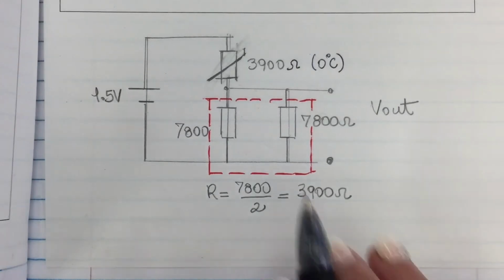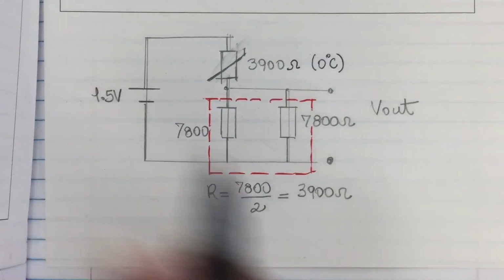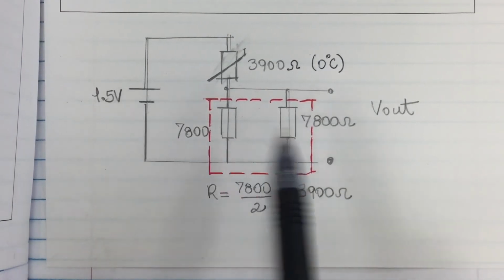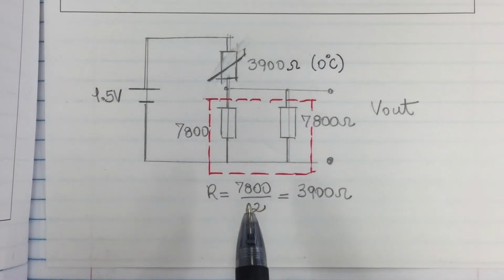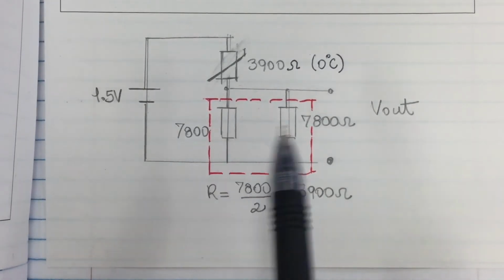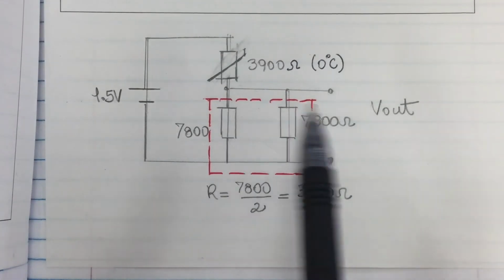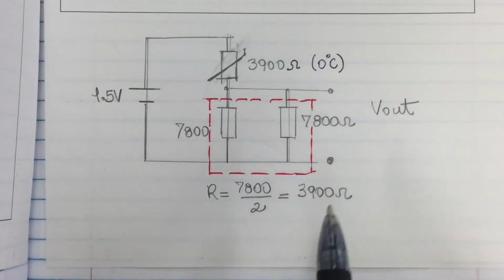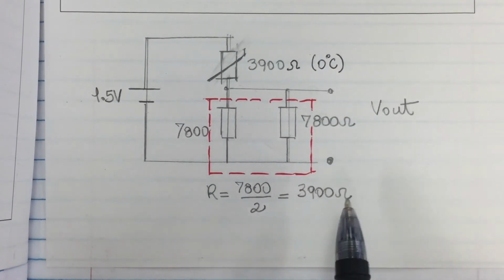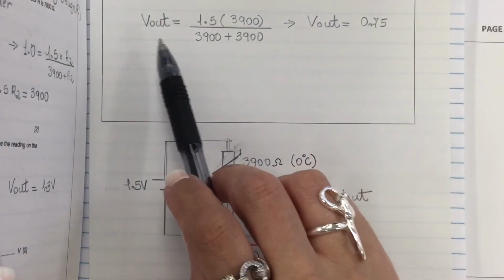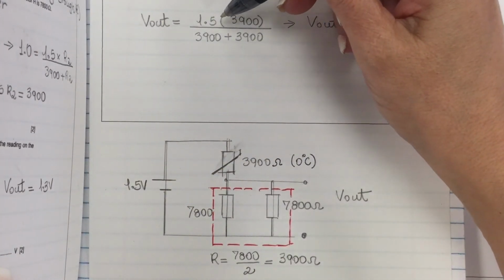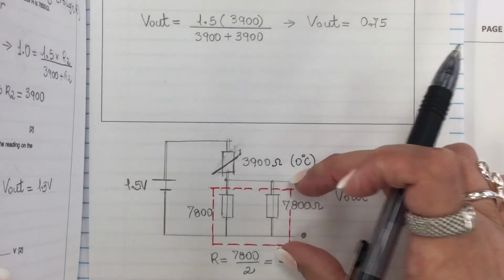So a couple of things we need to do before we calculate all this. Number one, because those two resistors are the same and they are in parallel, I can calculate the equivalent resistor for those two values, which is, because they are equal, 7,800 divided by 2, okay? Not 3,900 ohms.